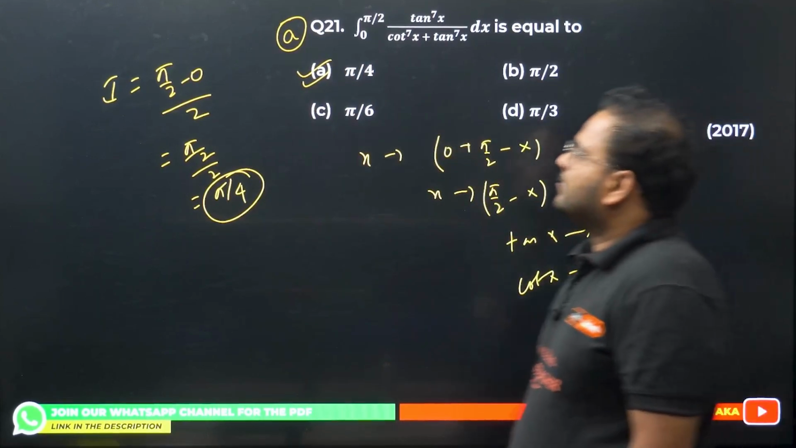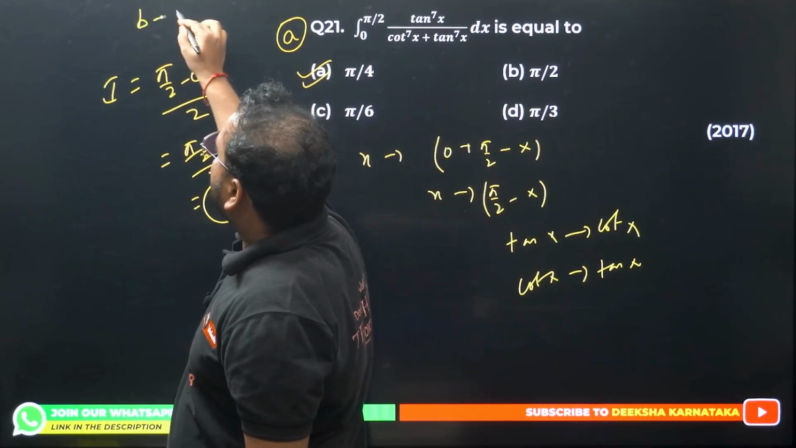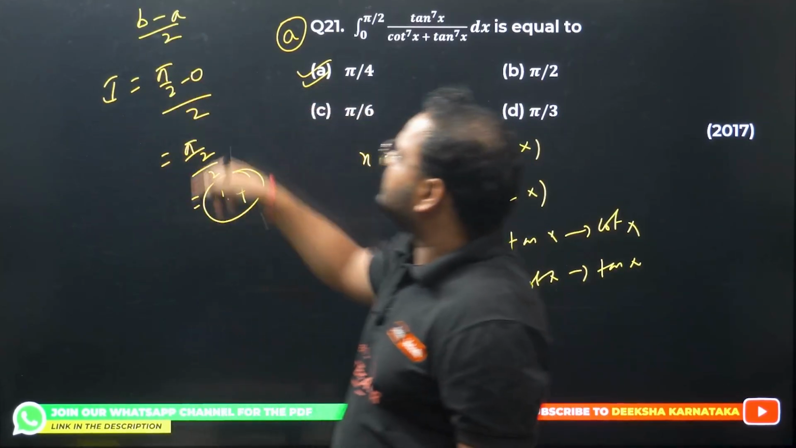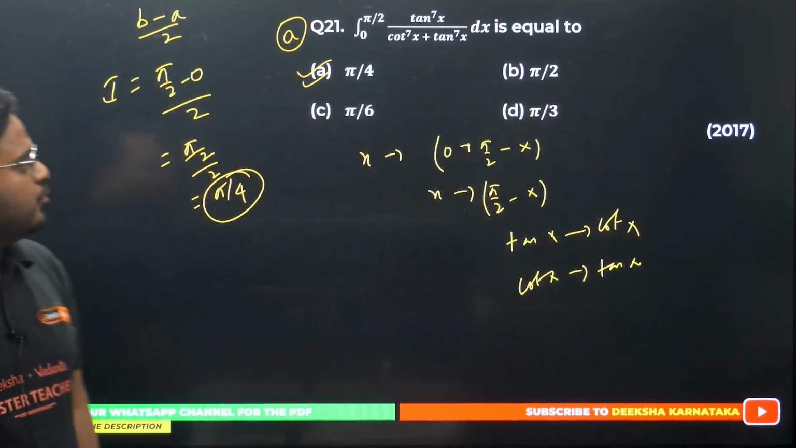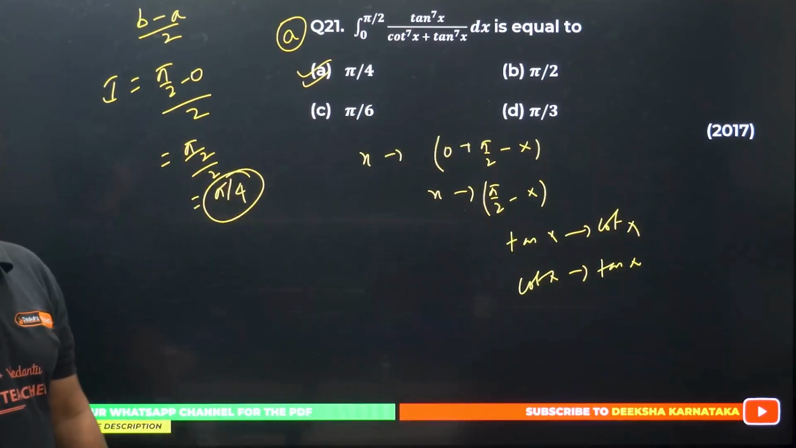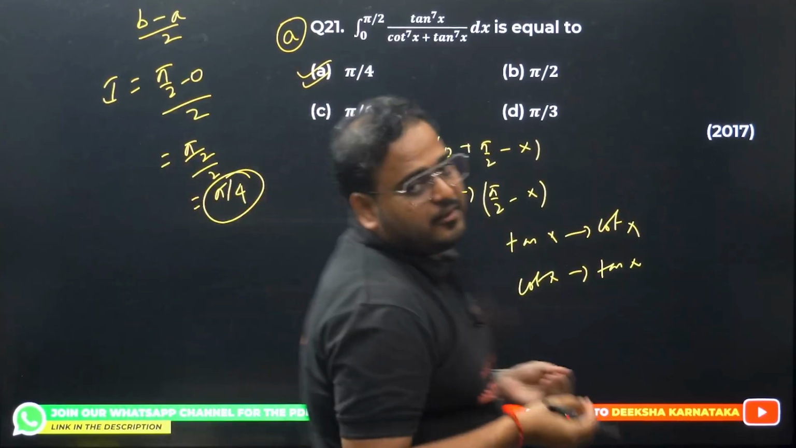Yes. What's the formula I've used? Upper limit minus lower limit by 2. B minus A by 2. B minus A, pi by 2 minus 0, that is 90 minus 0 by 2, is going to be 45. Option A is correct. This was the end of the session today.